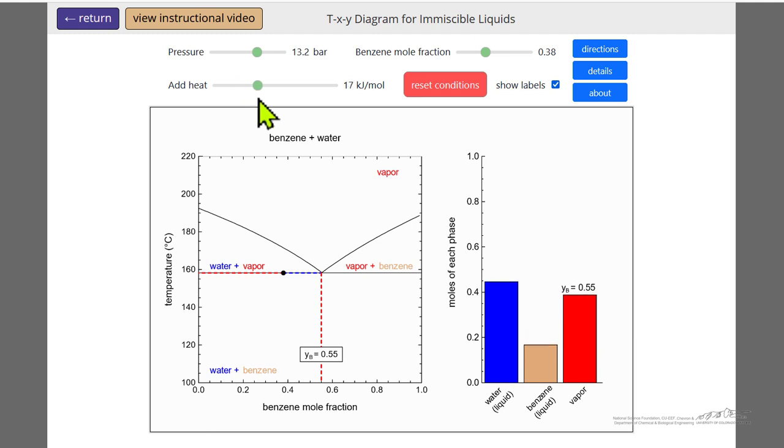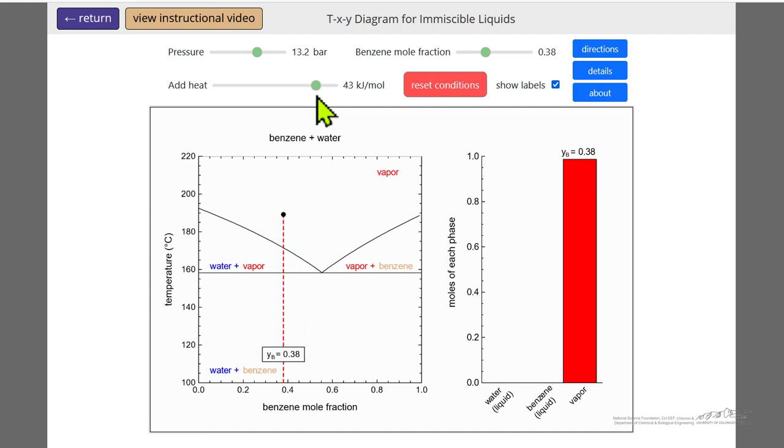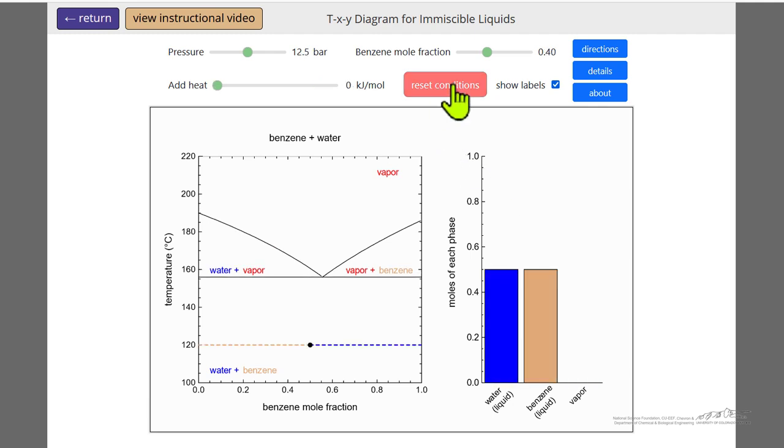And we'll keep adding heat until all the liquid benzene disappears. Now we have liquid water and 2 components in the vapor phase. And now as I add heat, we're raising the temperature, evaporating the water until we get to vapor phase. We have all vapor, and we have the same, of course, mole fraction that we set, the overall benzene mole fraction, 0.38. Reset condition just takes us back to the beginning.